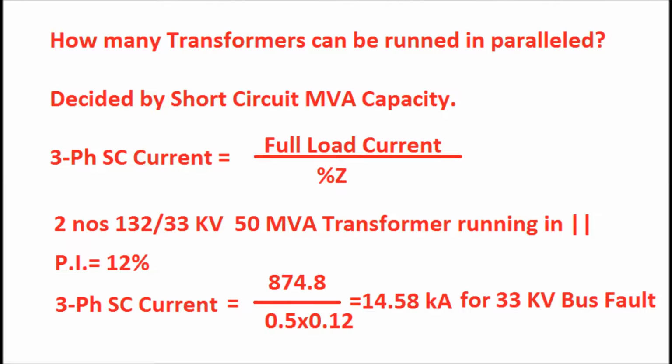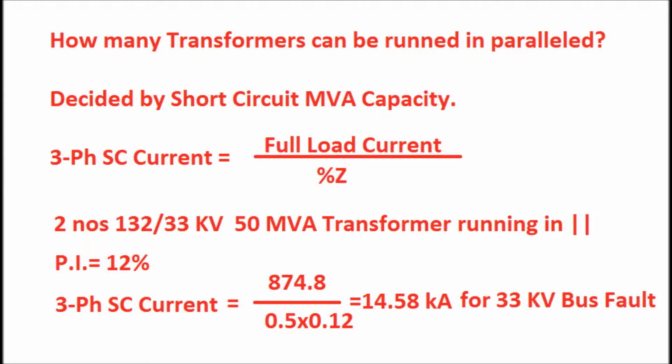Now how many transformers can be run in parallel in a substation? That is decided by the short circuit MVA capacity. Now the three-phase short circuit current at a bus is equal to the full load current on that side of the transformer divided by the percentage impedance.